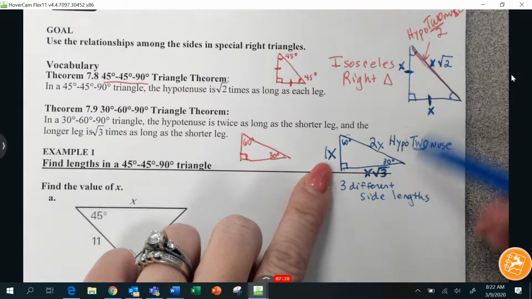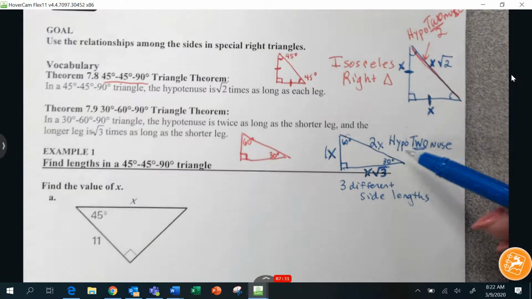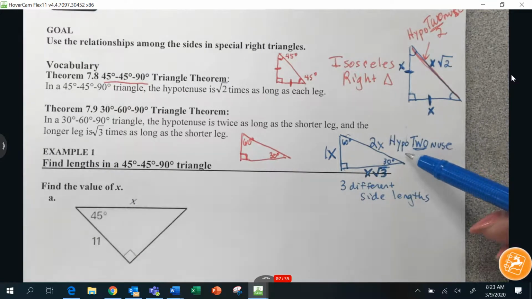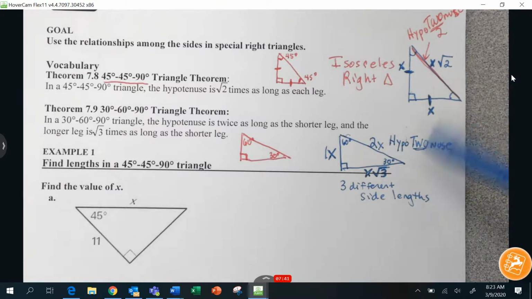Out of these 2, both of them only have 1 radical, only have 1 square root. I keep saying radical because they say it all the time, but that just means square root, so I don't want to be confusing anybody. Both of these only have 1 square root.